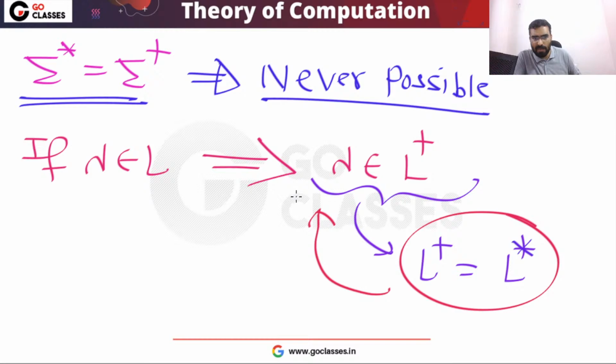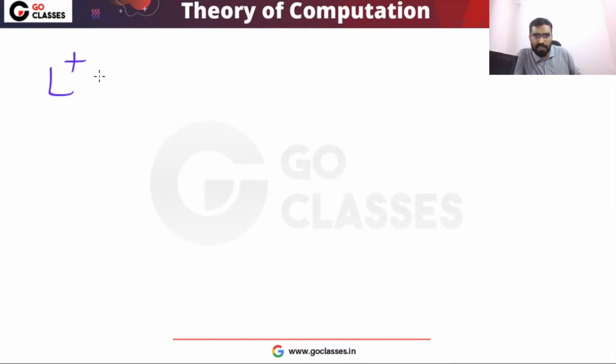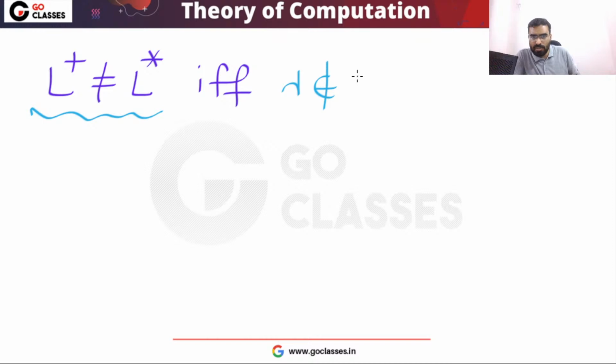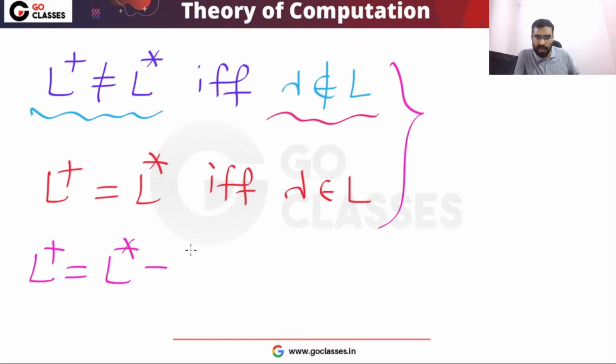So if this happens, then this will happen. This is an if and only if statement. Is this clear? So I can say that L plus is not same as L star if and only if empty string does not belong to L. Similarly, L plus and L star are same if and only if empty string belongs to L. I hope all these points are clear. And similarly, L plus is equal to L star minus empty string if and only if empty string does not belong to L.